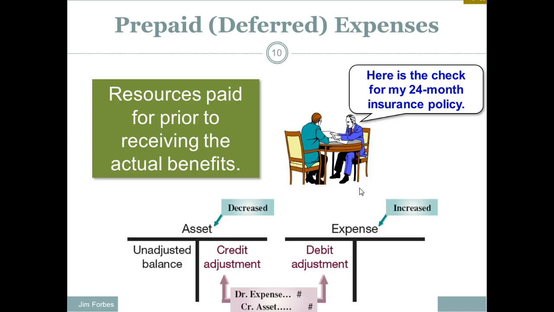So, prepaid or deferred expenses: resources paid prior to receiving an actual benefit. For instance, insurance would be a classic one. Typical for a lot of people, they buy their car insurance maybe for 6 months, and you would just simply write a check. Well, in the accrual basis, you will actually record that as an asset, and then you'll start expensing it.